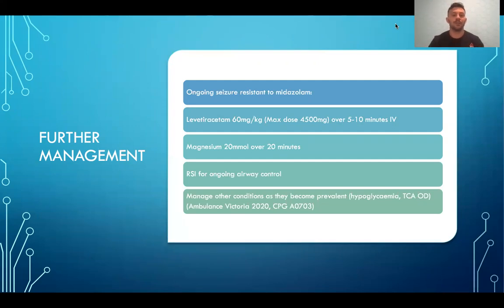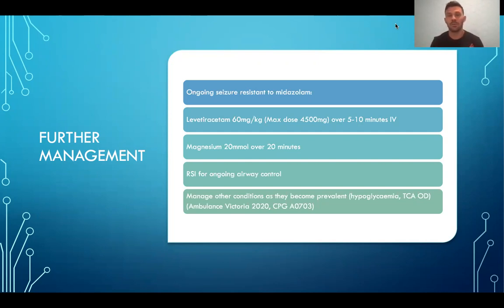If we are unable to get control of the airway, or the patient is unable to control their airway, then we're going to be looking more down the RSI route. So we're going to be inducing with ketamine 1.5 milligrams per kilo, and paralyzing with rocuronium, being 1 milligram per kilo with a max of 100 milligrams.